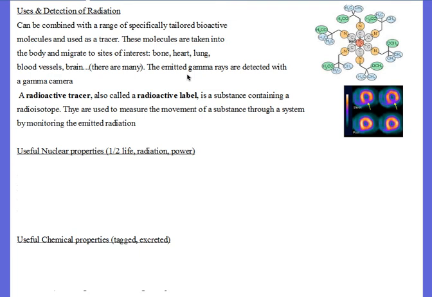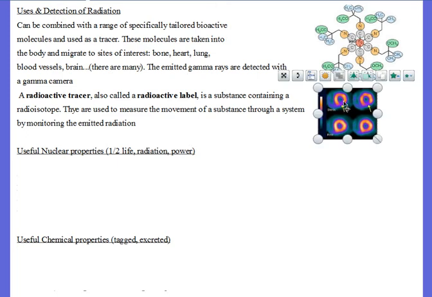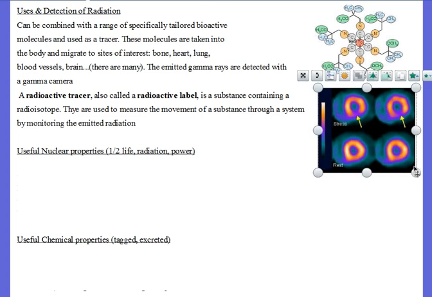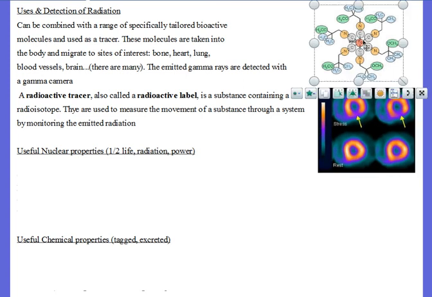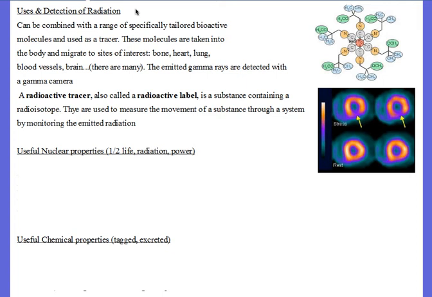Now, what is a radioactive tracer? It's also called a radioactive label. It's a substance containing a radioisotope. They're used to measure the movement of a substance through a system by monitoring the emitted radiation. And as an example here, this isn't the right bioactive molecule, but this is an example bioactive molecule up there. You've got the T99 in the middle, you've got quite a complicated organic molecule around the outside, and that will be taken to a certain part of the body.